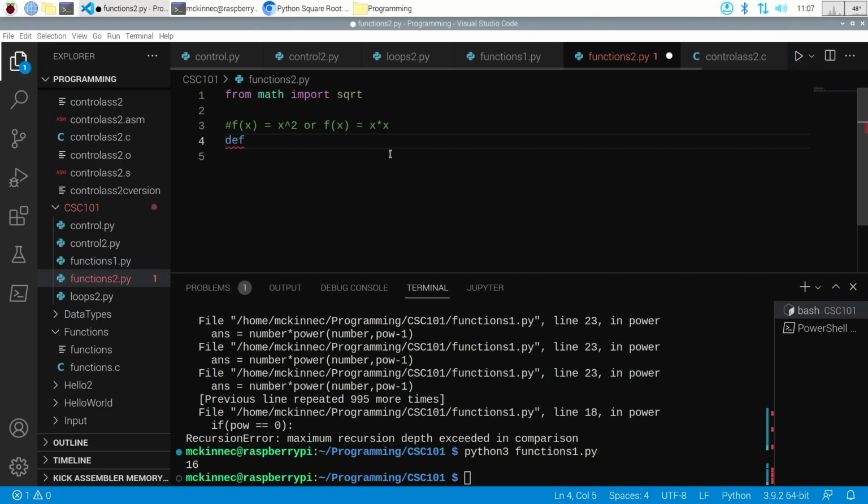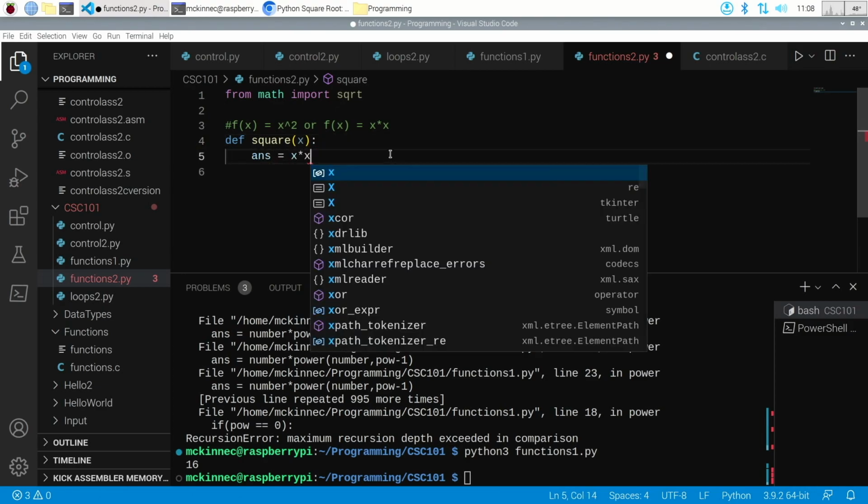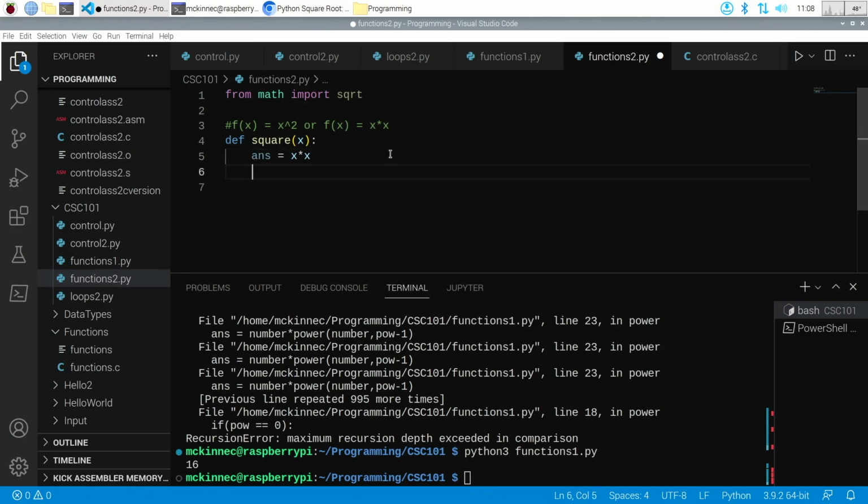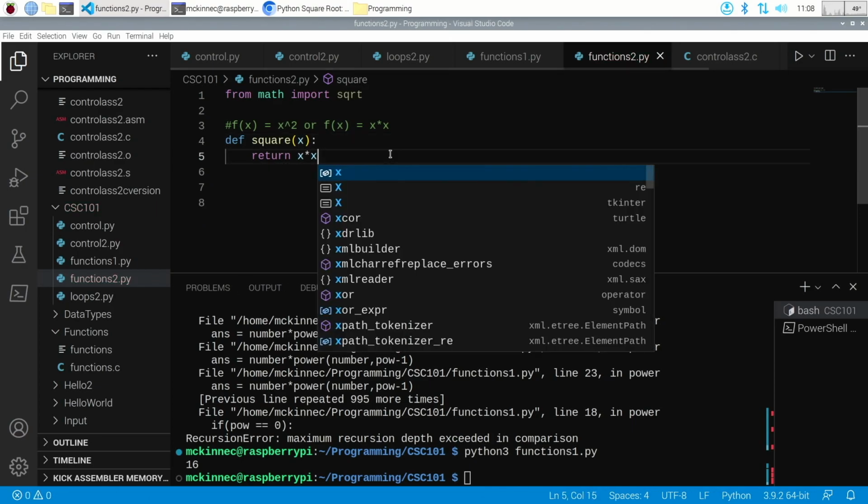I'm going to define a function and I'm going to call this the square function. It's going to take in some number x. And then the answer is the product of x times x, and I'm going to return the answer. Okay, so I have defined that function. It took 3 lines of code. I could have actually just done this, which is maybe a little easier to just say; that's valid.